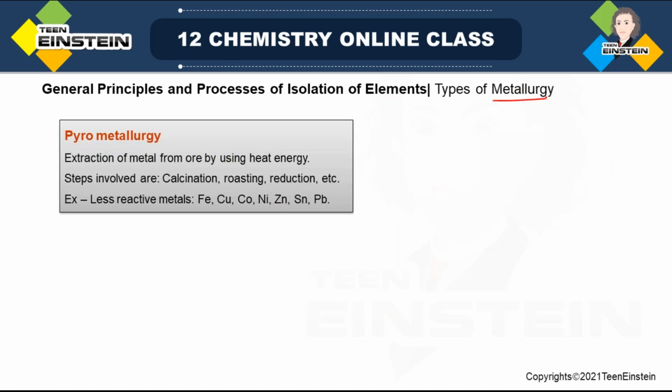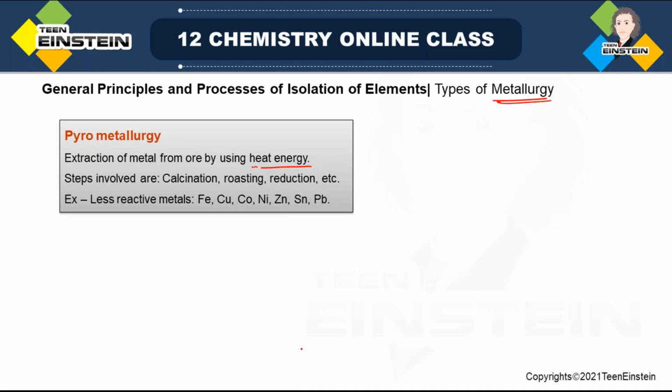Now we know what metallurgy is, the entire scientific and technological process, but there are some types of metallurgy. Fine. Sometimes we extract the metal from the ore mainly using heat energy. Whenever we say metallurgy, it contains several steps. It is not a very simple process. But we have to see mainly what type of energy, what type of process we are using. Based on that, here we have this classification.